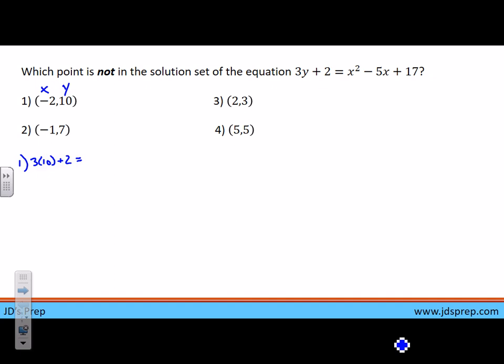And since x is a negative number, we need to make sure that we are squaring the entire -2. So we put it in parentheses. This guarantees that we will square the entire -2 and not just the 2, which would occur if I did not have those parentheses there. Then we have -5 times x, so that's -5 times -2, plus 17.